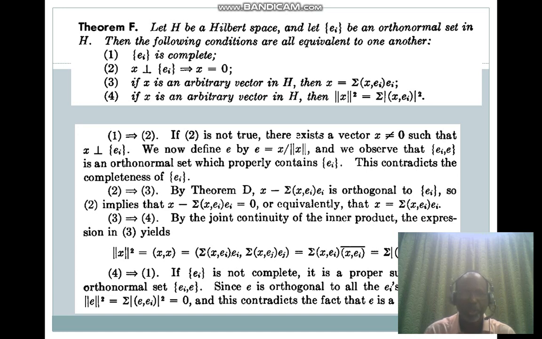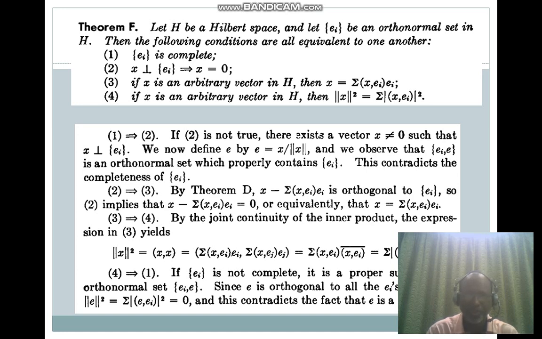Now, assume x orthogonal to every e_i implies x is equal to 0. By the previous theorem we have proved, consider the vector x minus the sum of (x, e_i) times e_i, which is orthogonal to every e_i. Therefore, by 2, this vector itself is 0. Therefore, the vector that we have chosen, x minus the sum, is equal to 0, or equivalently x is equal to the sum of the inner product (x, e_i) times e_i. So, the third property is true.